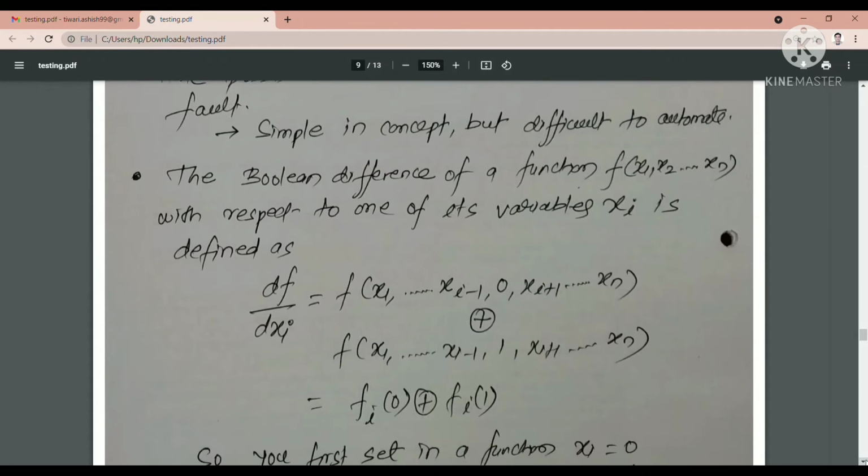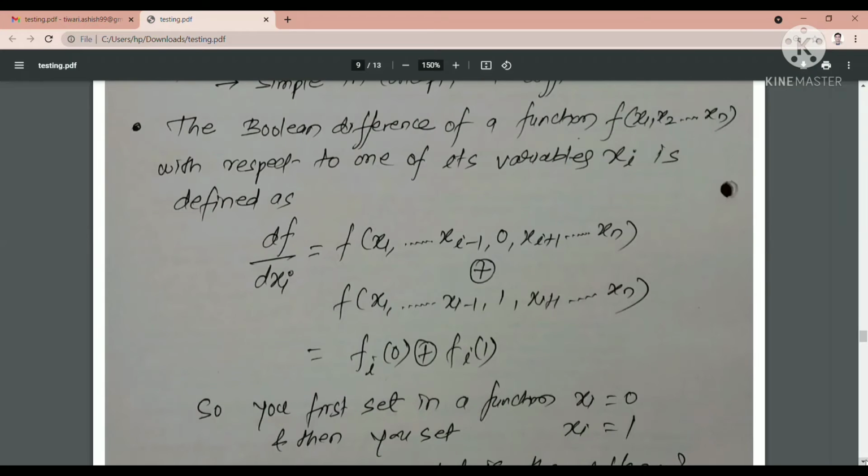So what I am doing here is taking one function f(x1, ..., xi minus 1, 0, xi plus 1, and so on up to xn). We are XORing it with the next function which has the value 1 here. So let us say this is fi0 and this is fi1, and the XORing will be here.